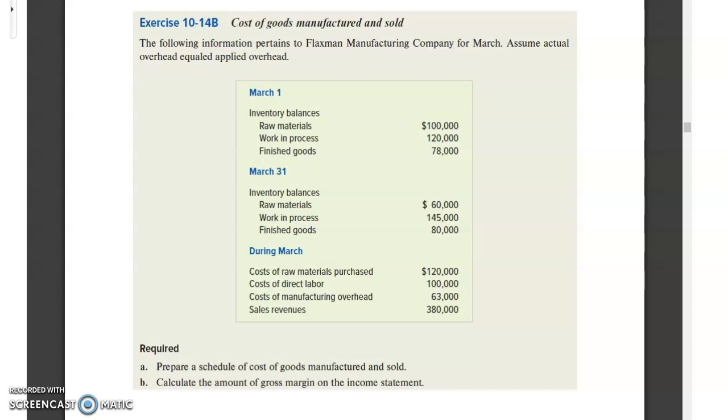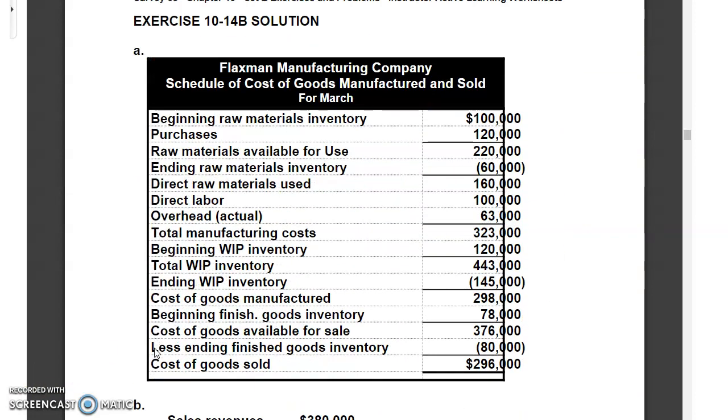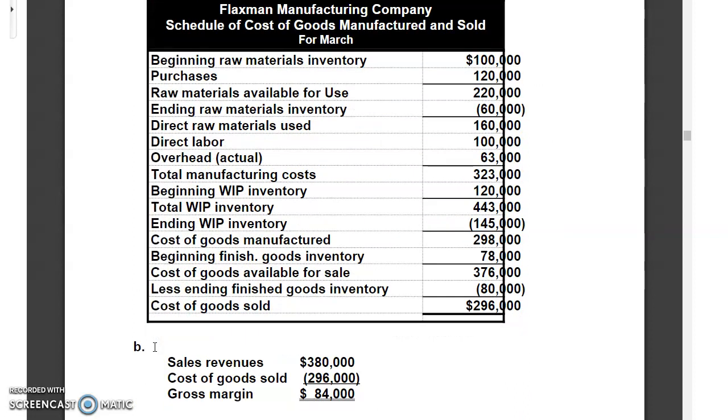So I'm going to scroll down to the solution here. When you go back and look at it, what I'll have on the recording is the solution. Okay, so I'm going to scroll down. Schedule of cost of goods manufactured and sold. This format does not change.